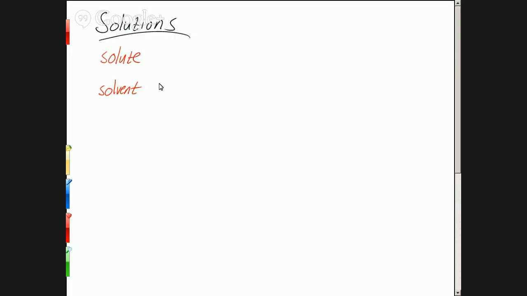Right. So I think the definitions of these are actually much more basic. The solute is the thing that there is less of, and the solvent is the thing that there is more of. Couldn't it be vice versa though? No. Well, no, because that's the definition. So if there's less of it, it's the solute. If there's more of it, it's the solvent.